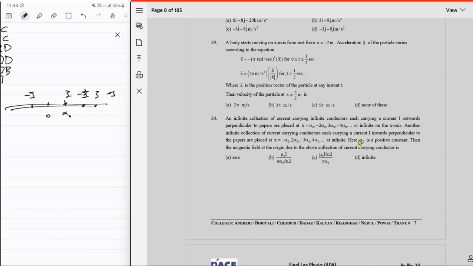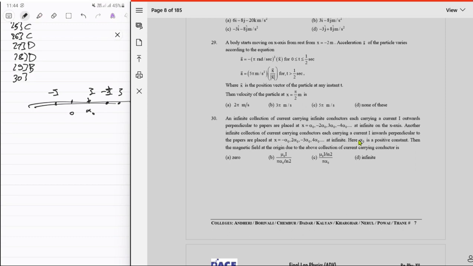Just negative, right? And it just keeps on going, of course, right. And then at 2 alpha, sorry, at negative alpha, positive comes. I understand, right? Then the magnetic field at the origin due to the above collection of current carrying conductors is. So at the origin, it's like this thing.